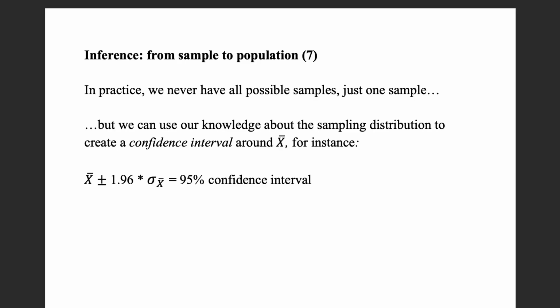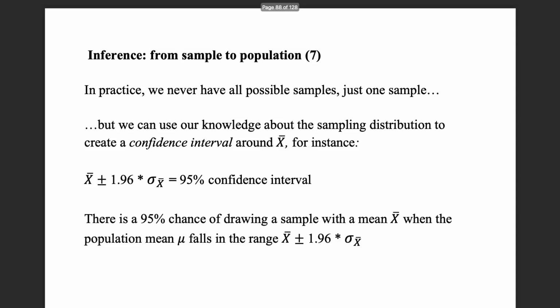And it's basically the same formula. It's x bar in this case because it's a sample mean, but x bar plus 1.96 times the standard error and minus 1.96 times the standard error, those two values would give you the 95% confidence interval for your sample mean. And that means once we know that confidence interval, we have two numbers that give us an indication of there being a 95% chance of drawing a sample with the mean x bar when the actual population mean falls within that range.